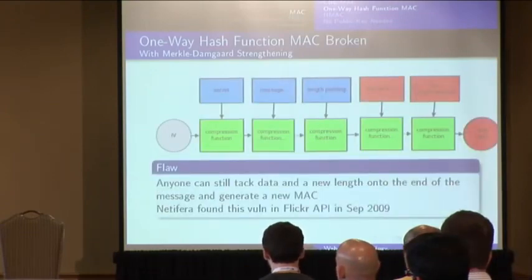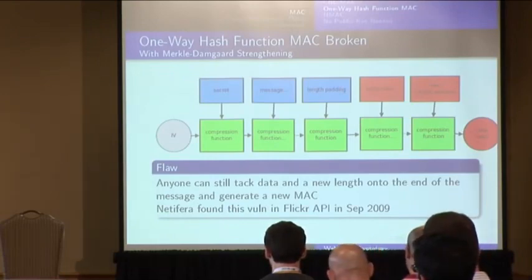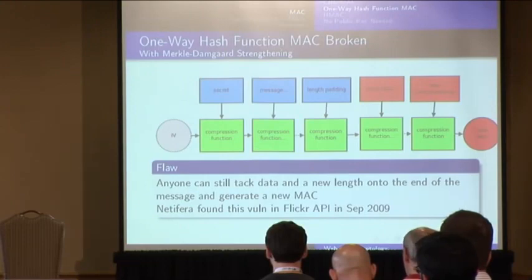I pointed this out in early 2009, and then Netifera found this in the Flickr API in September. So what's happening here is there is length padding, and then you add some more data, and you add a new length padding, right? So that's a pretty straightforward attack against this. Once again, I don't need to know the key that's used for this hash function, the secret data that's up front in the first block.